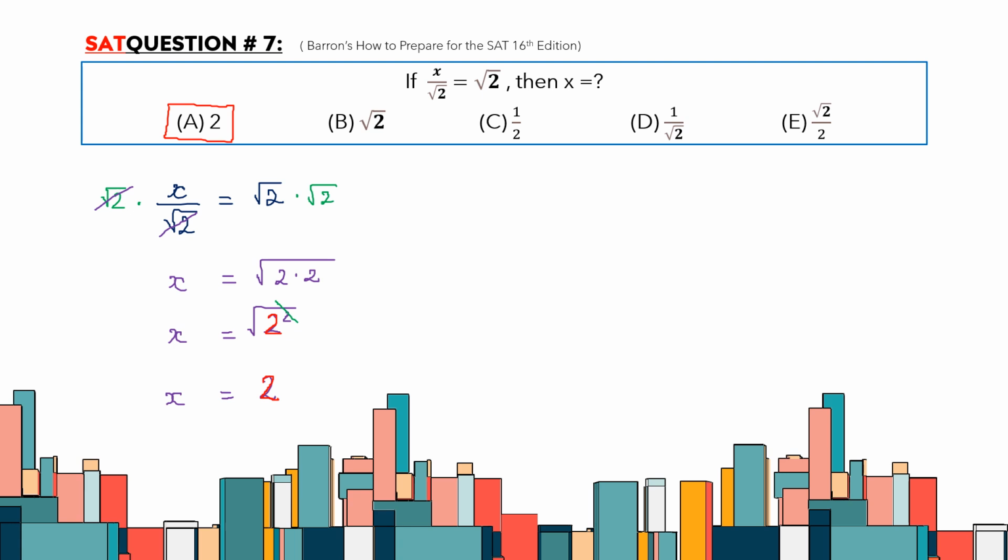So just to remind, the square root of 2 times 2 is the same thing as square root of 4, or it's the same thing as 2 squared. When we take the square root, that will be equal to, because 2 squared equals 4. So square root of 4 is the opposite, will be equal to 2.